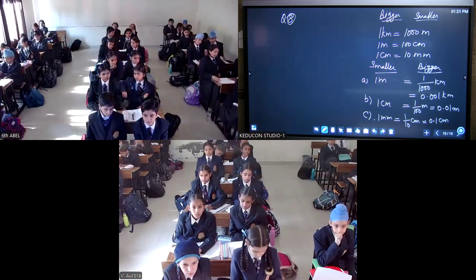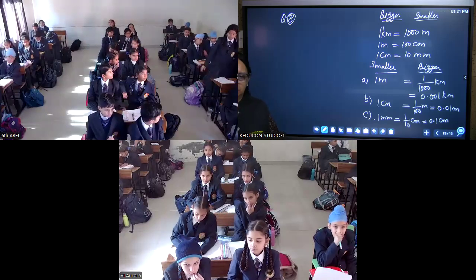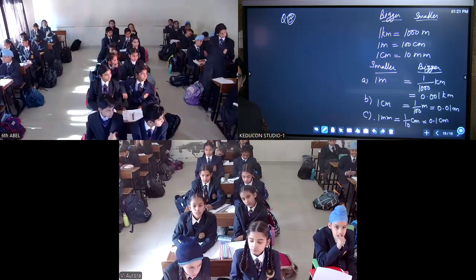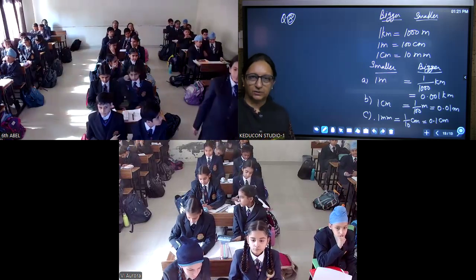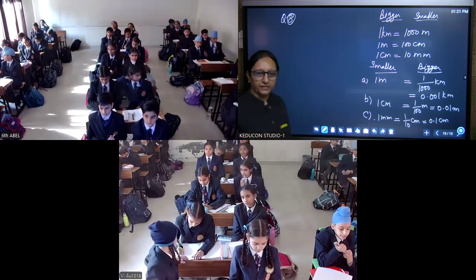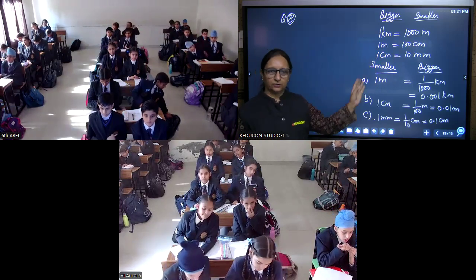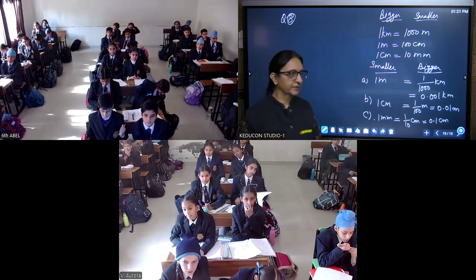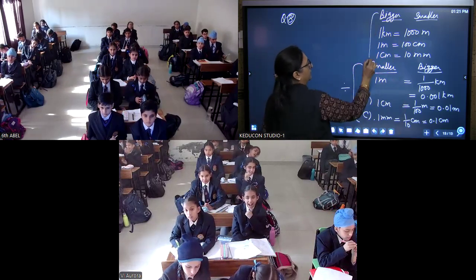If you want to write, you can write it, beta. It is used in this chapter. You will be using it for other chapters also, in science also. You know how we do. Please remember, bigger to smaller is multiplied and smaller to bigger is divided. Here we are doing division. Here we are doing multiplication.